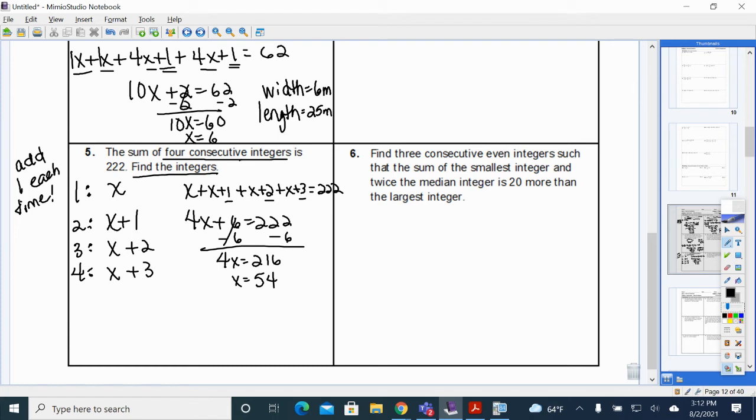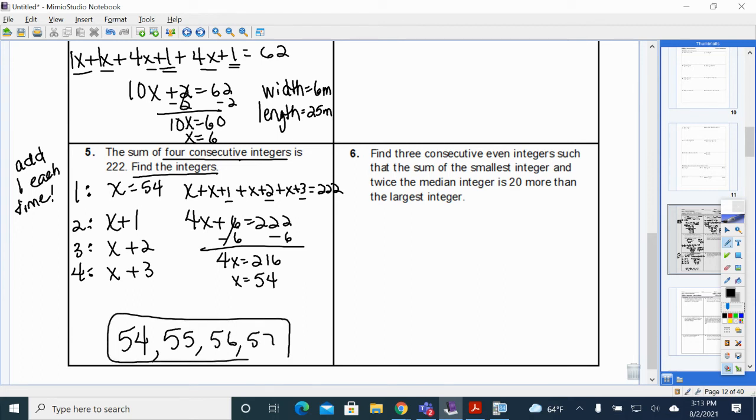Remember, going back to the word problem, it says find the integers. Find all of them. Well, the first one is 54, right? To get the next one, we're going to add 1: 55, add another one, add another one. So my 4 integers are 54, 55, 56, and 57.